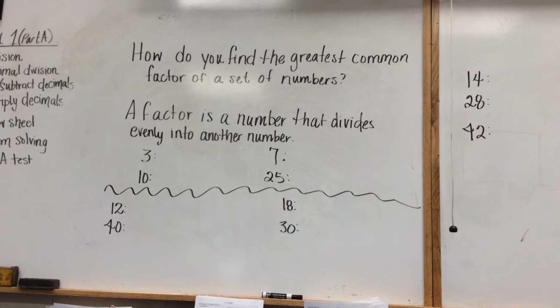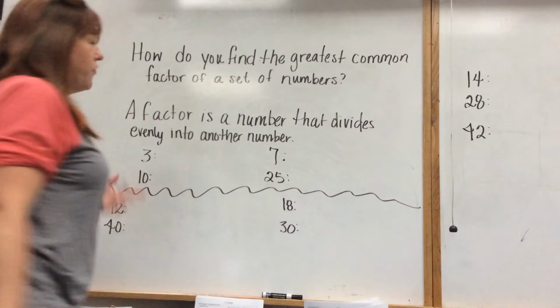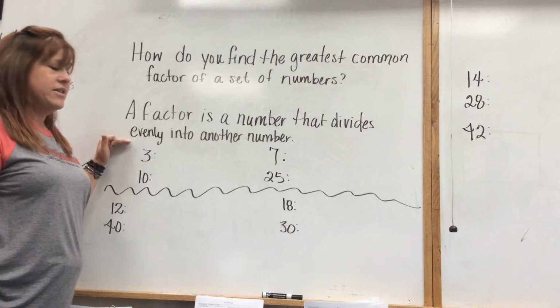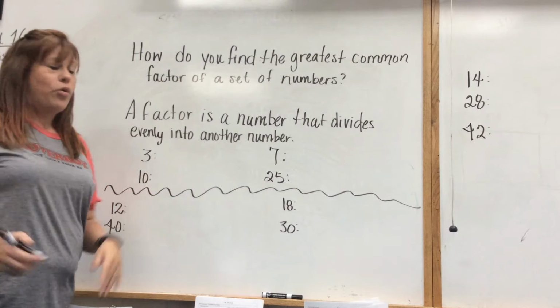All right, how do you find the greatest common factor of a set of numbers? Well, first you need to know what a factor is. A factor is a number that divides evenly into another number. So that means there's no remainder.